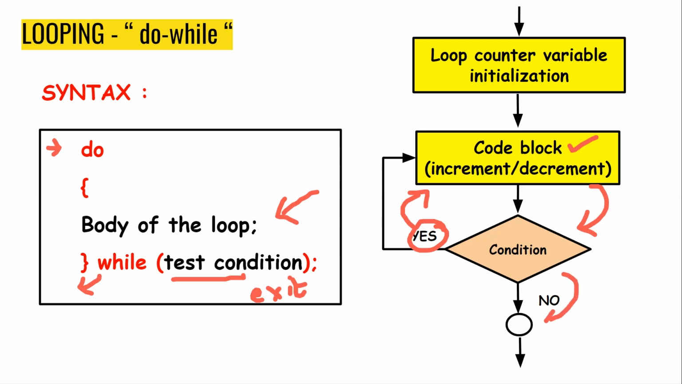So here, similar to the while loop, we have three things: initialization of the loop counter variable, the increment or the decrement operation, and the test condition. Here the loop counter variable is initialized outside the do while loop. The increment or the decrement will be available inside the code block, and the test condition is present at the bottom of the do while loop.